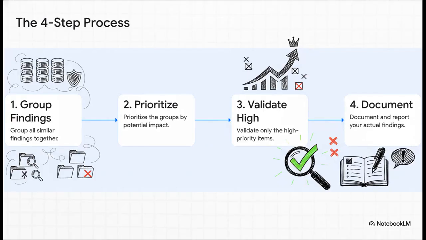Here it is, a simple 4-step process. First, you group similar findings. Put all the server header stuff in one bucket, all the directory listings in another. Easy. Second, prioritize those groups by their potential impact. What could actually do damage? Third, and this is key, you focus only on validating those high-priority items. And finally, you document and report the stuff that's actually real.